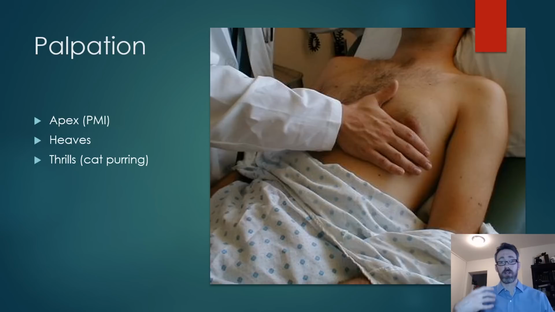Thrills would be, you know, feeling a vibration. Sometimes it's referred to as like a cat purring. You can feel that. That vibration could be coming from turbulent flow in the heart. So that could tell you about a valvular disorder.